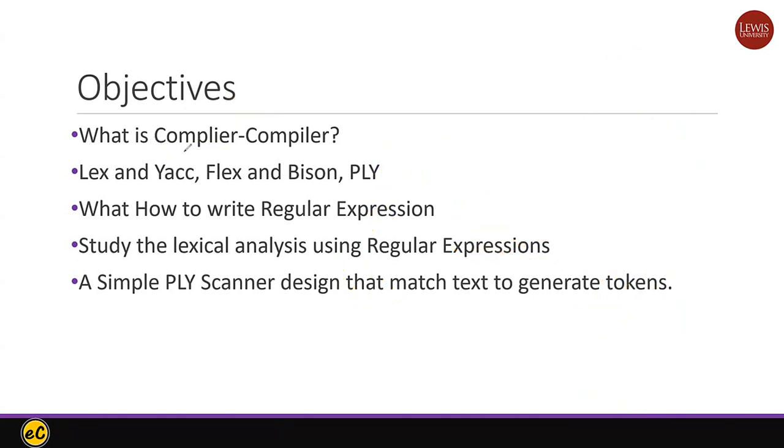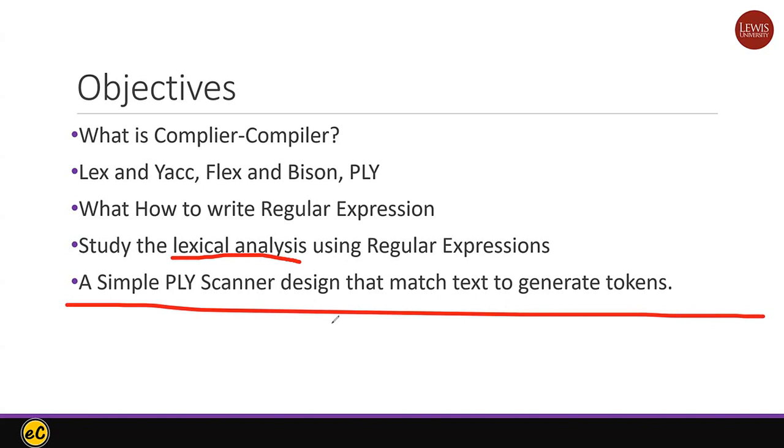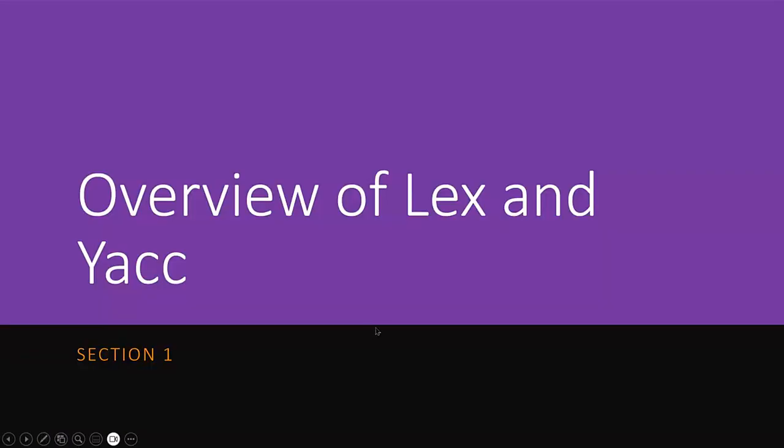So first, we will talk about what a compiler is. We will talk about Lex and Yacc, Flex and Bison, okay, the Python version of Lex and Yacc. That's the version we are going to show right here. And we'll talk about how to write a regular expression, and then how to enter your regular expression to create your tokenization stage. Okay, and we use a simple scanner design. So this is a whole topic on compilers, especially the tokenization stage.